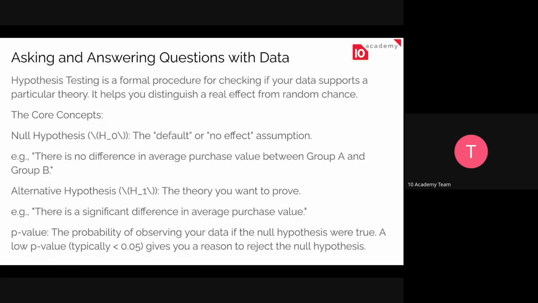So typically we take 5%. If it is below 5%, we reject the null hypothesis, and if it is greater, we fail to reject it. A low p-value, typically less than 5% or 0.05, gives you a reason to reject the null hypothesis. I said it the other way earlier. So we will see examples, so don't worry about this if it is new to you.